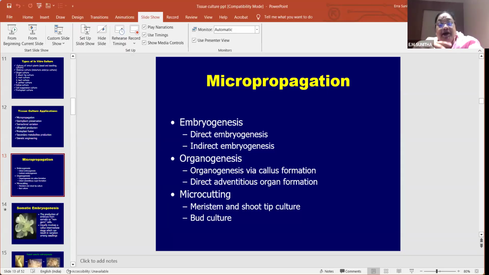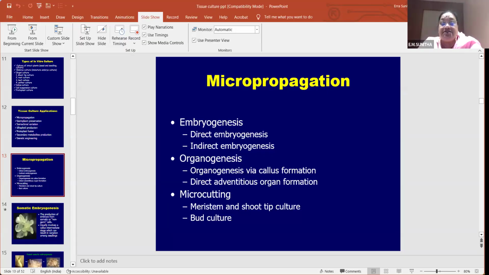So in this micropropagation, how you can do it, there are so many methods. The first is embryogenesis. And embryogenesis means it looks like embryos, but they are not direct embryos. They are not embryos formed through fertilization. That you must remember here. So embryogenesis is direct embryogenesis or indirect embryogenesis, that I will tell you.